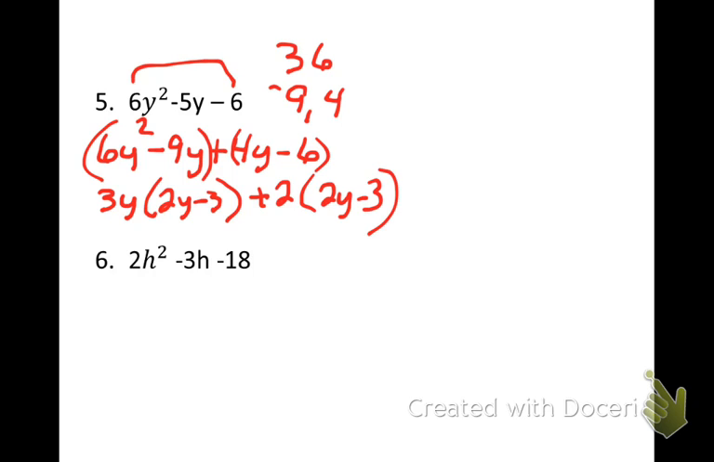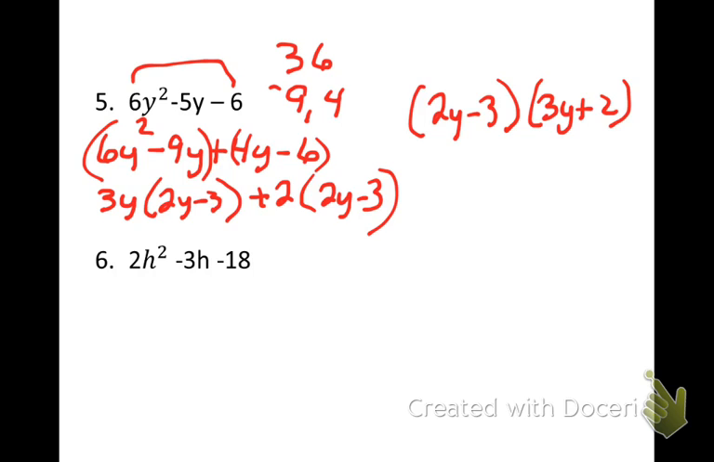I'm going to write my answer over here, I think, I run out of room. So I get 2y minus 3 times the quantity 3y plus 2. Again, look at these. Make sure we didn't make any mistakes. Nothing in common, no difference of squares, no perfect squares, so we're probably done.